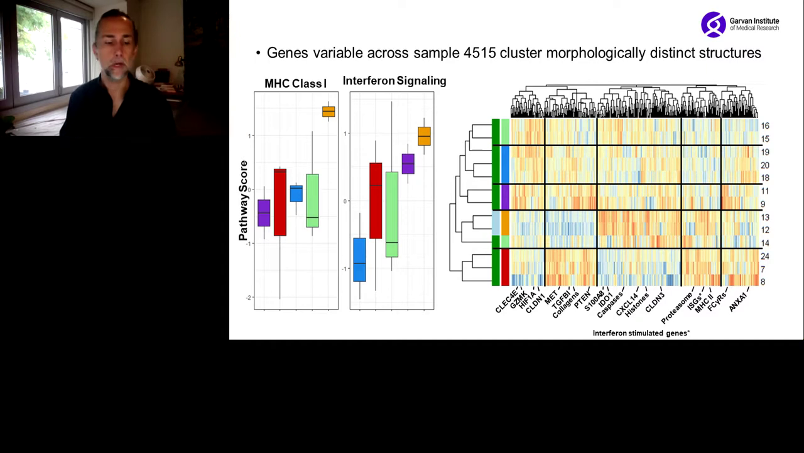Digging into just a few signatures here relevant to the earlier part of my presentation, we can see, for instance, the different regions have altered gene expression in pathways relating to T cell recognition. So, for example, MHC class 1 expression is very high in this orange cluster here. And interestingly, this population actually resides at the edge of the tumor right adjacent to some of those T cells that we were talking about earlier. Similarly, this population also has high interferon signaling, linking it with the observation we made in T cells earlier.